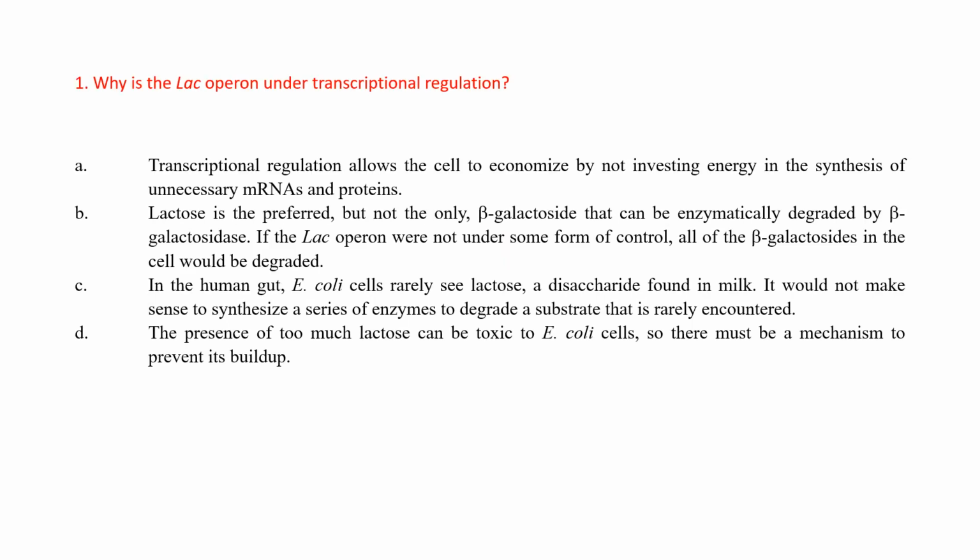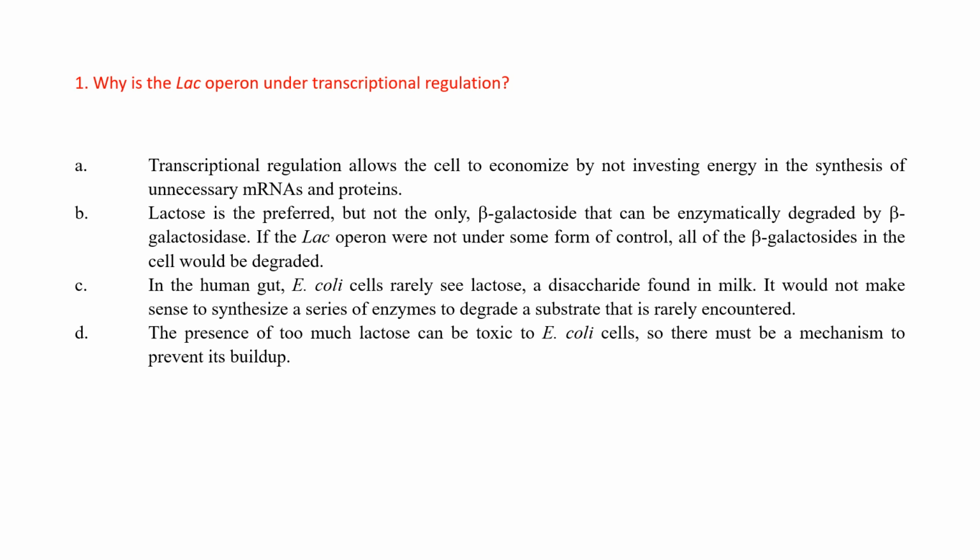1. Why is the lac operon under transcriptional regulation? A. Transcriptional regulation allows the cell to economize by not investing energy in the synthesis of unnecessary mRNAs and proteins. B. Lactose is the preferred, but not the only, beta-galactoside that is biodegraded by beta-galactosidase. If the lac operon were not under some form of control, all the beta-galactosides in the cell would be degraded.